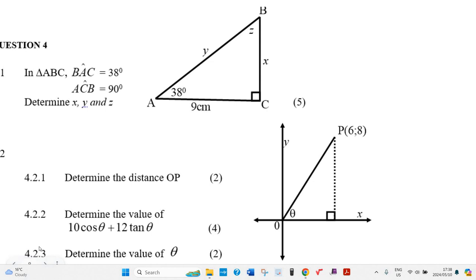Okay, let's try this trigonometry question. It says here in triangle ABC, BAC is 38 degrees and ACB is 90 degrees. This is 90 degrees right here. We'll determine X, Y, and Z.